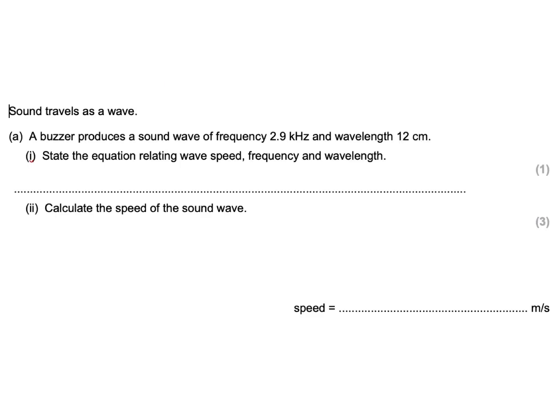Next up, we have sound travels as a wave. A buzzer produces a sound wave of frequency 2.9 kilohertz and wavelength of 12 centimeters. State the equation relating wave speed, frequency, and wavelength. Well, we have our equation v equals lambda f, where lambda is the wavelength. Calculate the speed of the wave. To do this, we first need to make sure we are converting frequency into hertz and wavelength into meters. So frequency should be 2,900 hertz and wavelength should be equal to 0.12 meters.